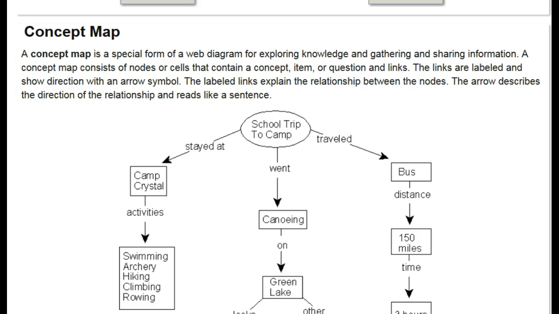Concept map. A concept map is a special form of web diagram for exploring knowledge and gathering and sharing information. A concept map consists of nodes or cells that contain a concept, item, or question and links. The links are labeled and show direction with an arrow symbol. The labeled links explain the relationship between the nodes. The arrow describes the direction of the relationship and reads like a sentence.